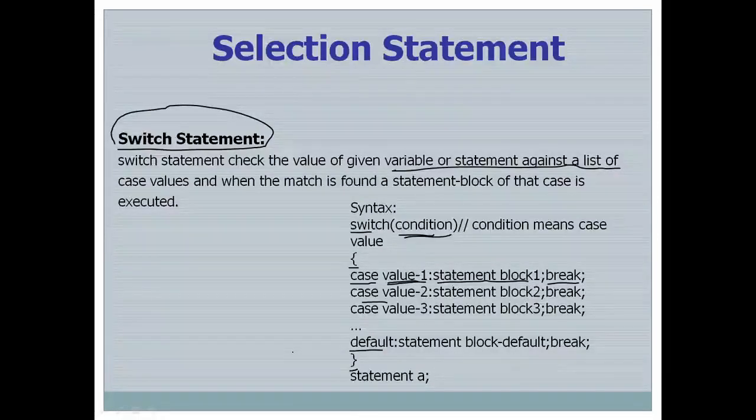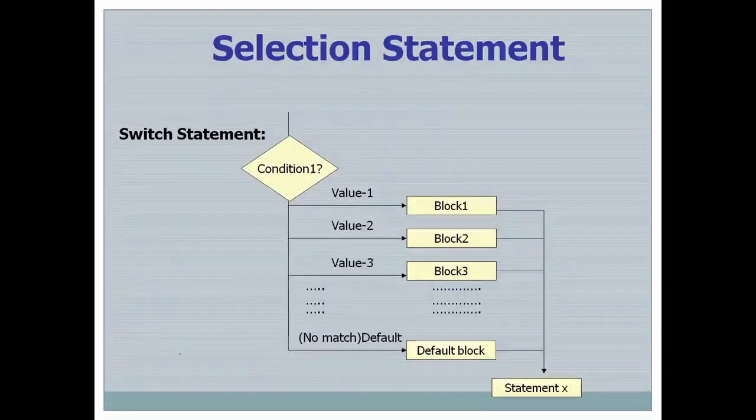Okay, this is the switch statement. We have a flow graph for the switch statement. So the condition, and we have values. If the condition value matches the first value, that block is executed and it comes out of the switch and executes statement X.